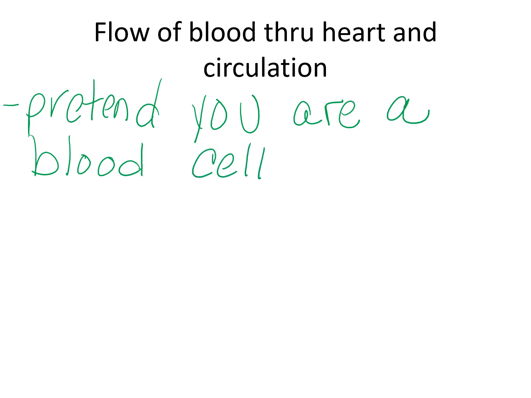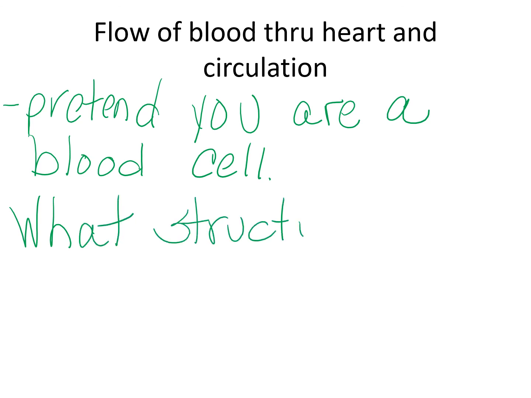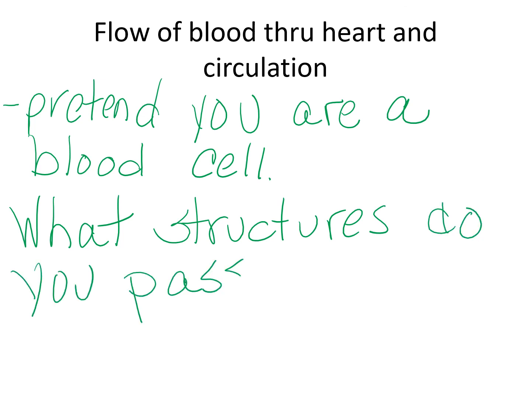And we're going to think about what structures you pass. This is not going to mean anything to you now, but I've got to say it 1,000 times because students forget: this is not the cardiac cycle. Cardiac cycle has to do with which chambers contract. This is circulation and the circulatory pathway. So I'm a blood cell, I'm taking a trip. What am I going to pass?